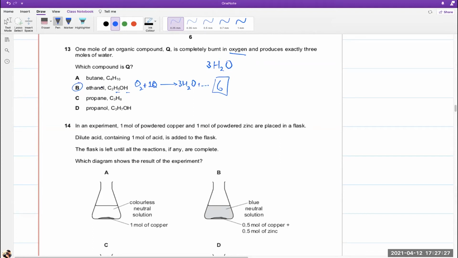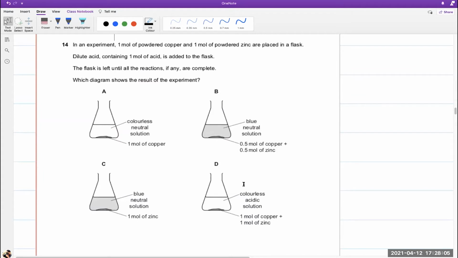Only B. If you burn A, you have 10 hydrogen atoms, you will get 5 water. If you burn C, you have 8 hydrogen atoms, you'll get 4 water. And this has 8 hydrogen atoms, you'll get 4 waters again. The only one that produces 3 water is this one. So zinc and copper.